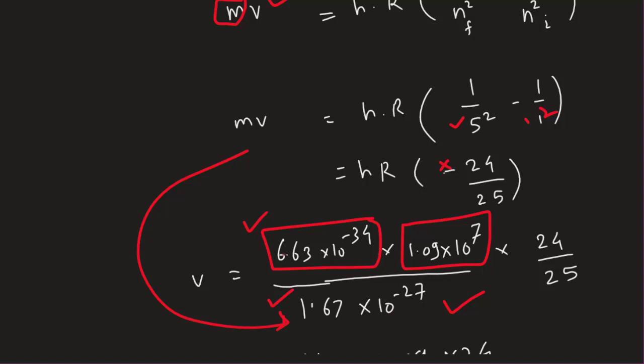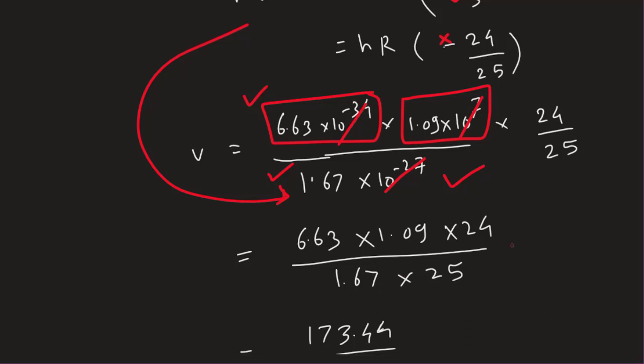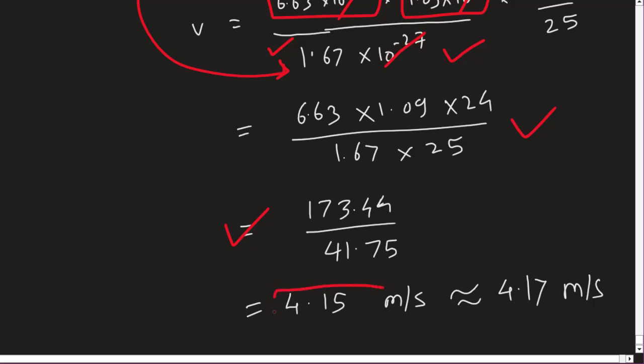And finally, we have to just calculate all these things. So here 10 raised to minus 27 will cancel out with 10 raised to minus 34 and 10 raised to 7. Then what remains is 6.63 into 1.09 into 24 divided by 1.67 into 25. There is a lot of calculation involved in this, but finally you will get 173.44 divided by 41.75, which comes out to be near 4.15 meters per second.